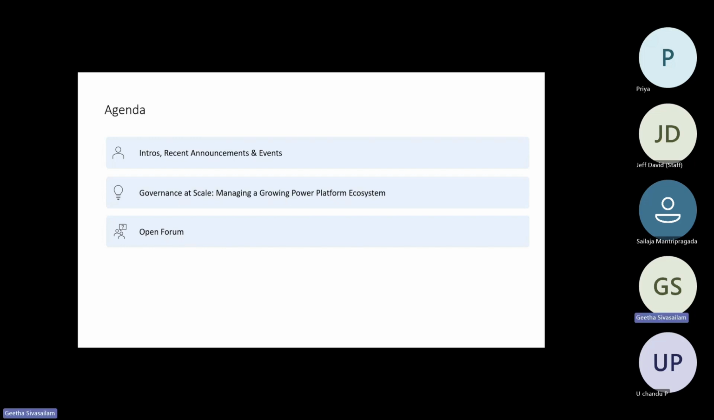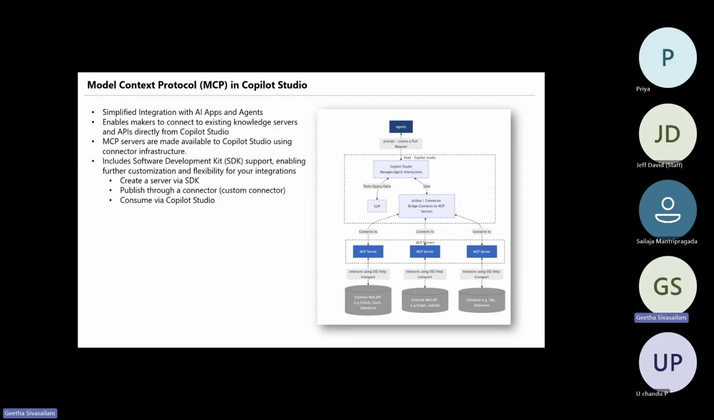So I have about three top news items, recent announcements that I wanted to share with the group. The first one here is the Model Context Protocol. This enables makers to connect existing knowledge, services, and APIs directly from Copilot Studio. The short form for it is MCP. When connecting to an MCP server, the actions and knowledge are automatically added to the agent and are updated as functionality evolves. This simplifies your process of building agents and reduces the time spent on maintaining the agents.